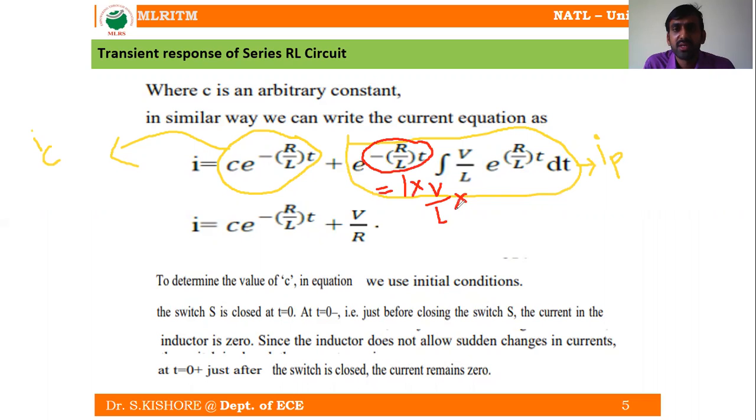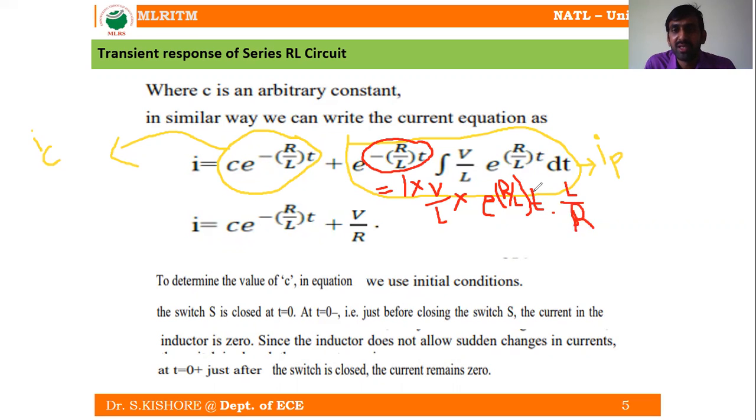So what is the integral of e power R by L into T? It is the integral of e power x, and the integral of e power x is nothing but 1 by x into e power x. Here x is R by L into T, and the constant is R by L, so this becomes L by R into e power R by L into T. This is going to be our equation.